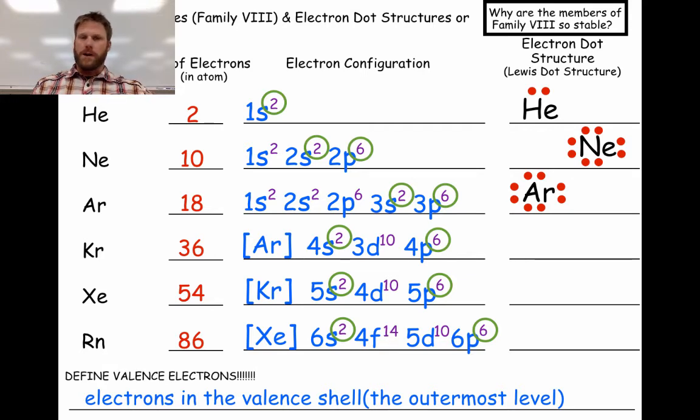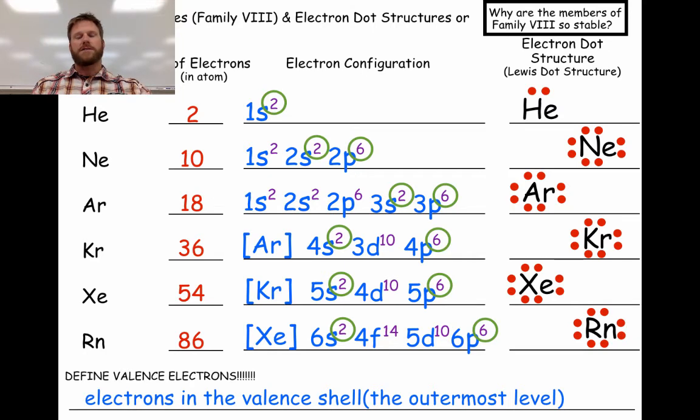Now, all the rest of the noble gases have 8 valence electrons, so their electron dot structures are going to look exactly the same. They will all have 8 dots surrounding the symbol. So the dots represent the number of valence electrons that atom has.